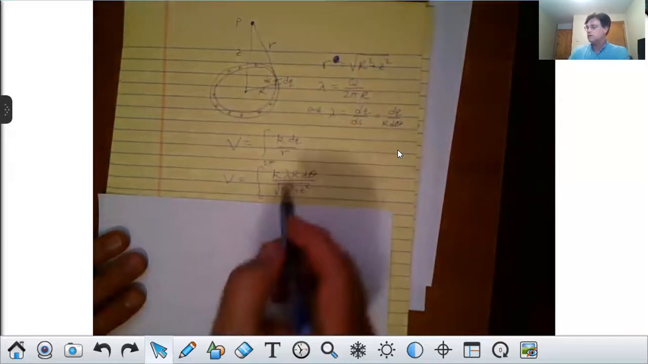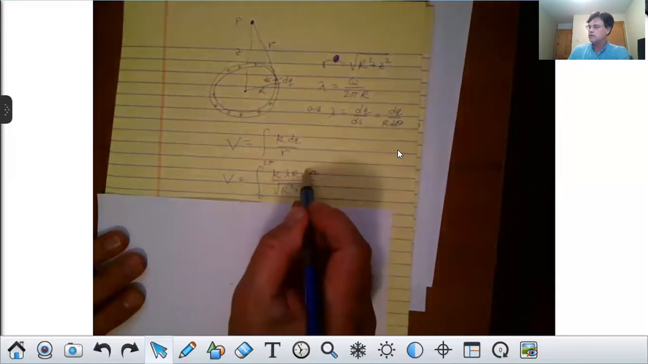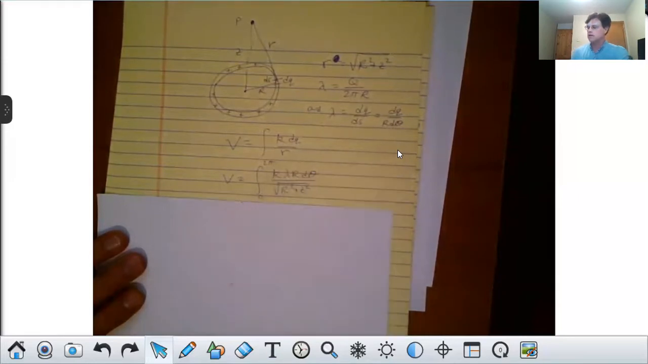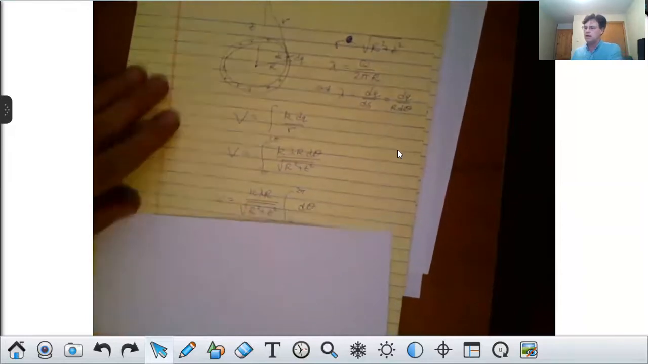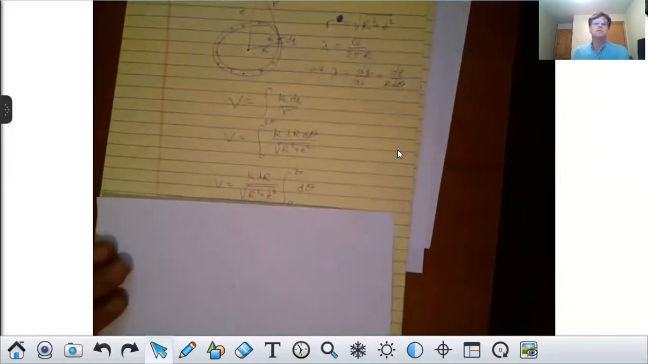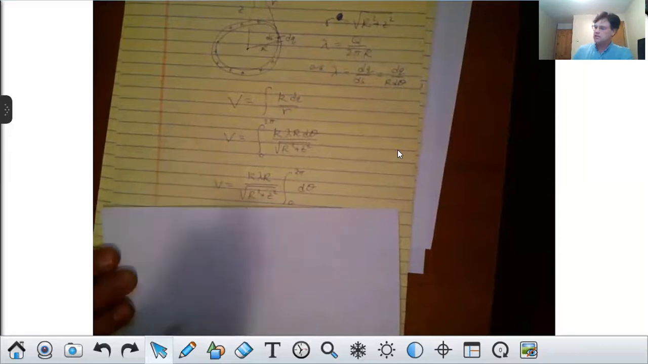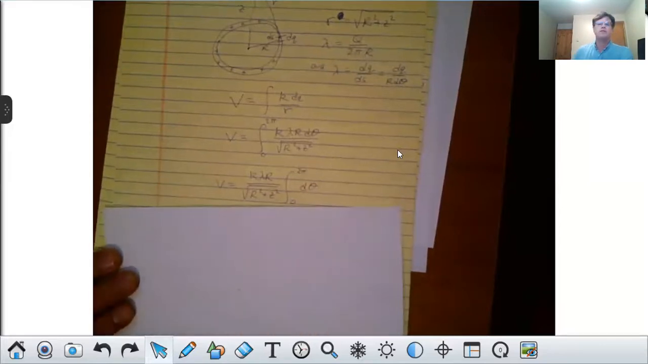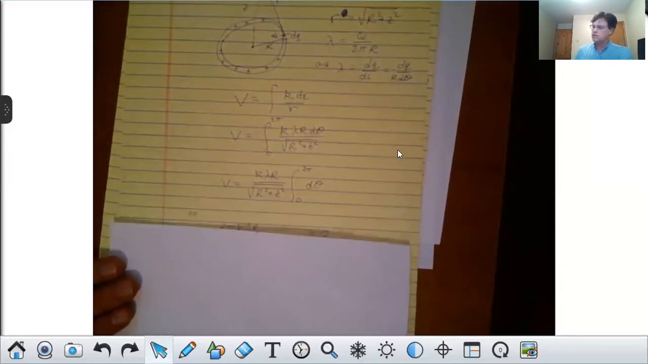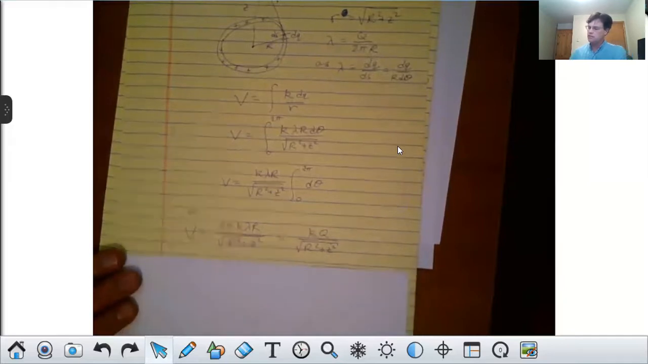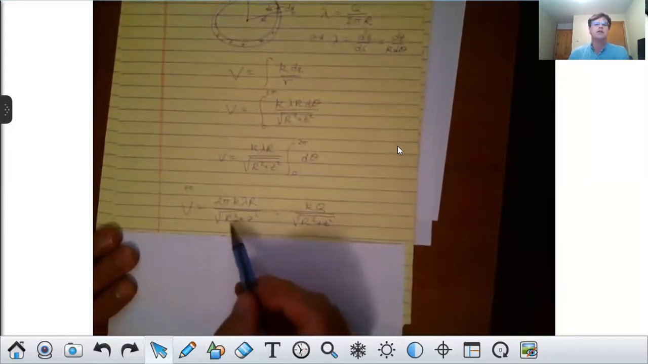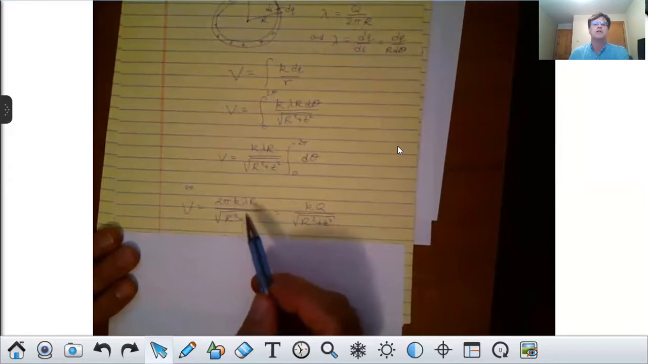Now, all of this stuff is constant, right? The integration variable is theta, so everything else in here is a constant, and it can just be pulled right out of the integral. So the integral is actually easy. The integral from 0 to 2 pi of d theta is just 2 pi. So I end up with my final expression here for the electric potential at that point P, just 2 pi k lambda R over square root of R squared plus z squared.